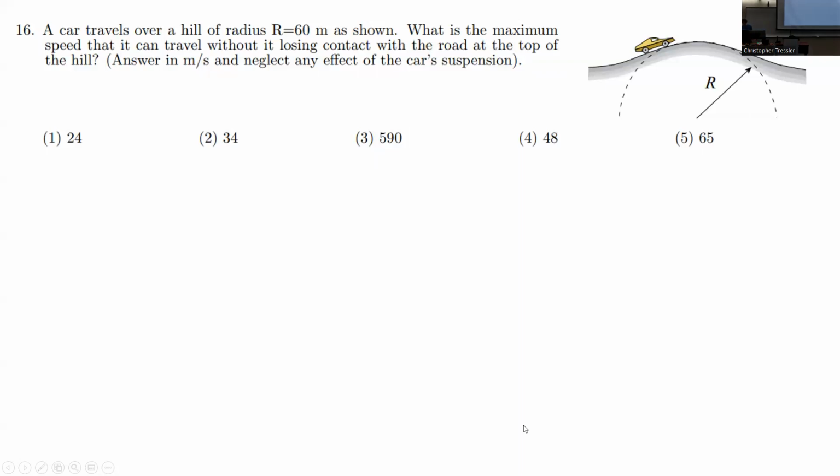Okay, this problem right here. A car travels over a hill of radius 60 meters. Once again, we see that key word right there, radius. What does that mean? What are we probably going to do?